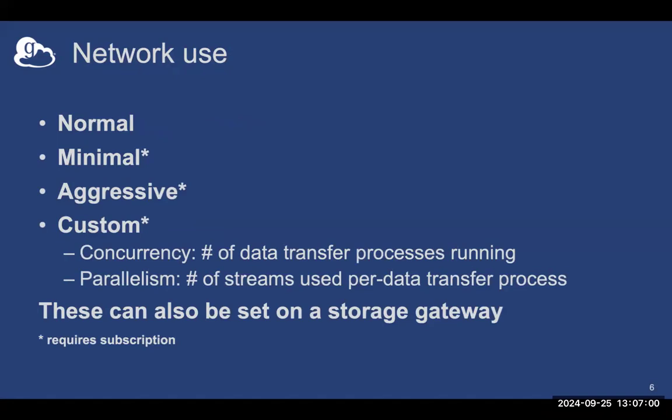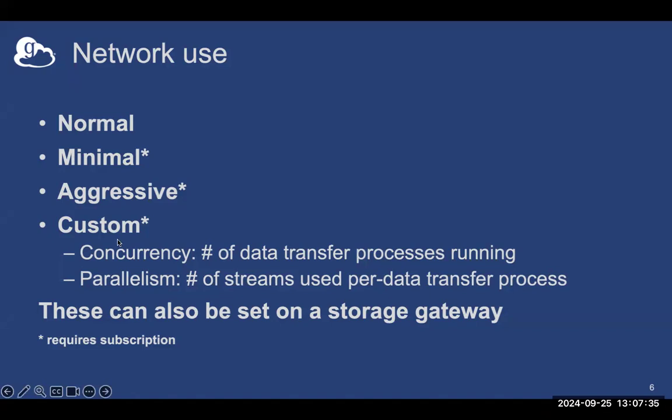So network use, we're going to see it here at the endpoint level, and we'll see it again later down the line when we're talking about storage gateways as well. There are basically three different predefined types of network use: normal, minimal, aggressive. To set anything other than normal, you'll need to have a subscription, and they will be used by the transfer service to determine how many concurrent and parallel data channels are used. There's also a custom one where you set your own limits.